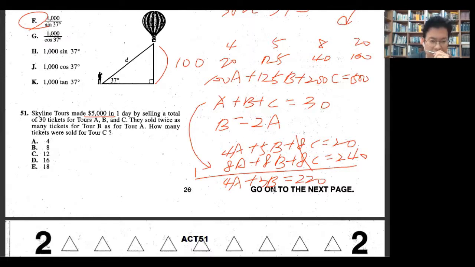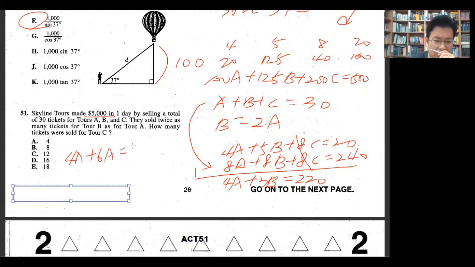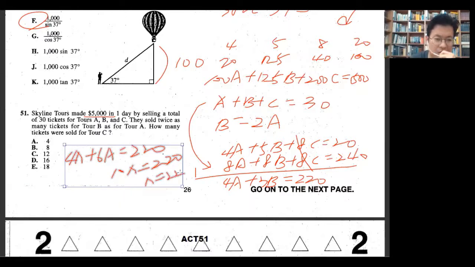And we plug B in here. So instead of B, we put 2A. So 4A plus 6A equals 20. So 10A equals 20. A is 22. And B is 4. C is what? That doesn't make sense. Something is wrong.